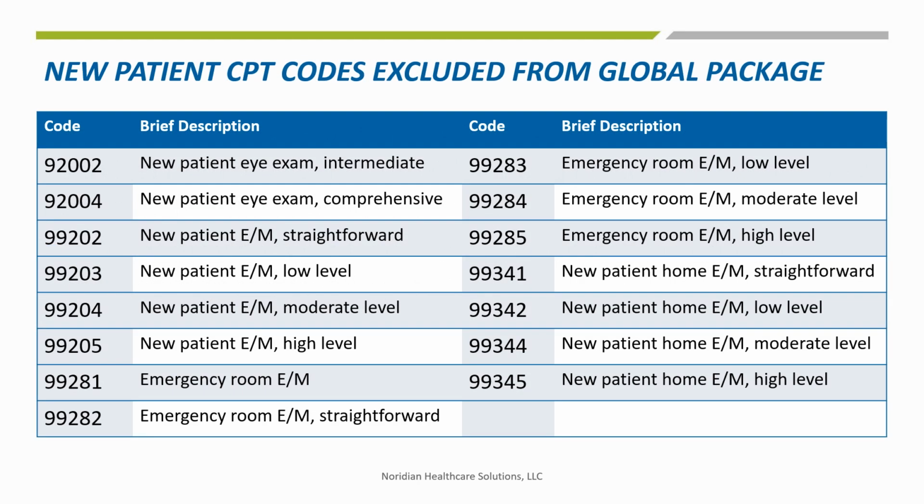These are all new patient codes that are excluded from the global package and do not need a modifier when billing to Medicare. Most of the descriptions for these codes specifically say new patient, but some codes, like the initial hospital visit codes, are for new or established, but those are not listed here as excluded. For emergency room visit codes, there is no distinction made between new or established patients, but those codes are listed. The reference for this slide is the Internet-only manual, publication 100-4, Chapter 12, Section 40.3, and is in the resource section for this tutorial.